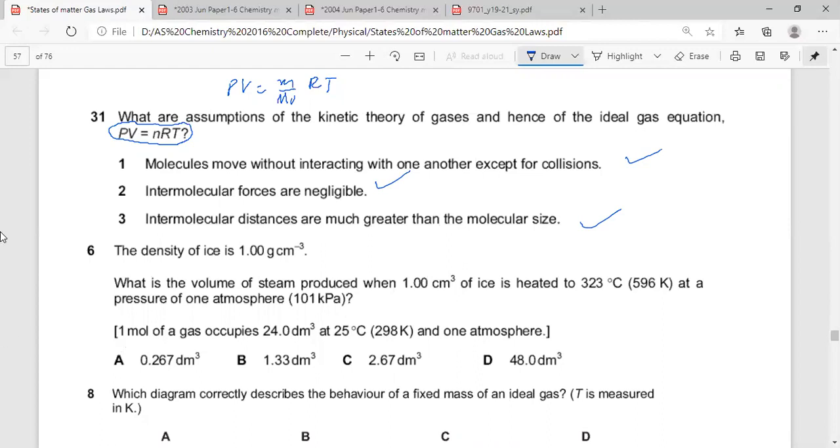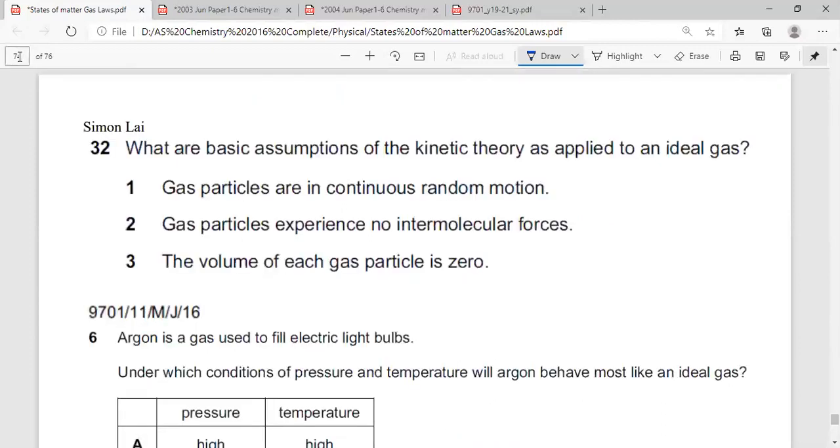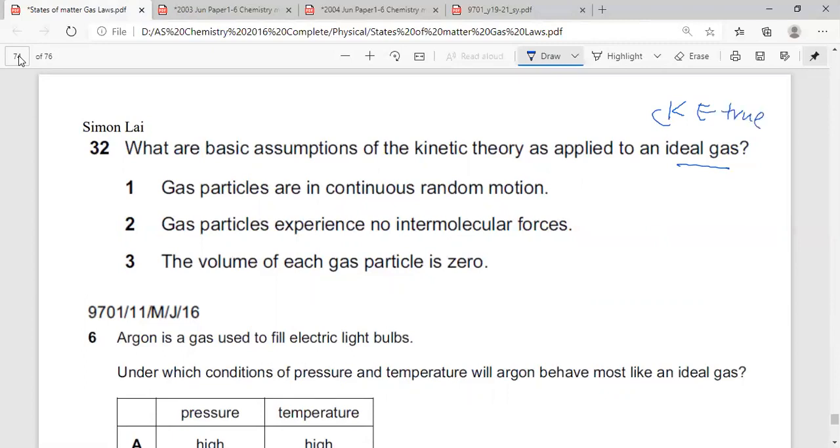57 finished. Now last one, 74. You can see how they rephrase the English words. What are the basic assumptions of kinetic theory applied to ideal gas? Ideal gas means that the kinetic theory is correct. That means the assumptions here are true. Gas particles are in continuous random motion. Gas particles experience no forces, which is correct. So the volume of each particle is 0. All is correct. This answer is A. Now we have done the assumptions.